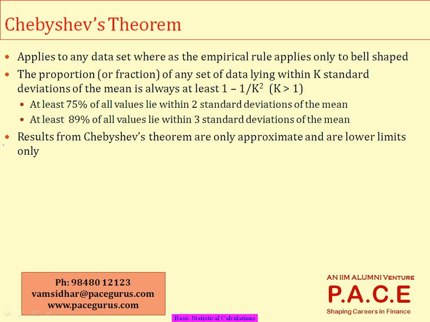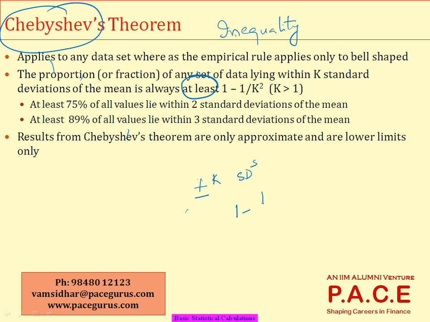But for any kind of data, there is a theorem that has come into the picture which is called Chebyshev's theorem, or sometimes people call it Chebyshev's inequality. What it says is, if I want to find out the minimum proportion of values lying between plus or minus k standard deviations from the mean, that value is equal to 1 minus 1 by k squared.